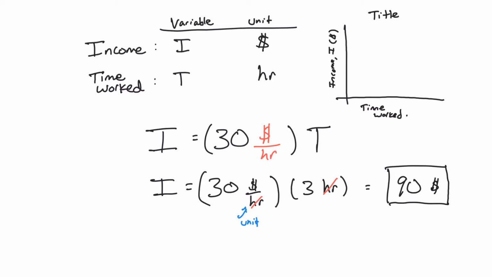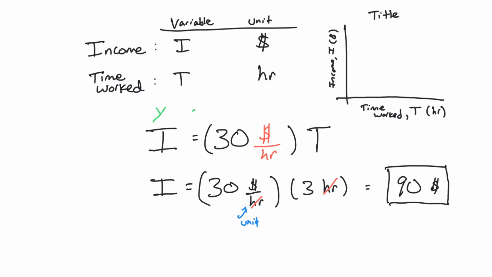Here, capital T is our variable, and then our unit is hours. All right, so what would this look like graphically? Well, if you just look at the equation, hopefully you can see, and I'll put this in a different color. Maybe I'll just do green.